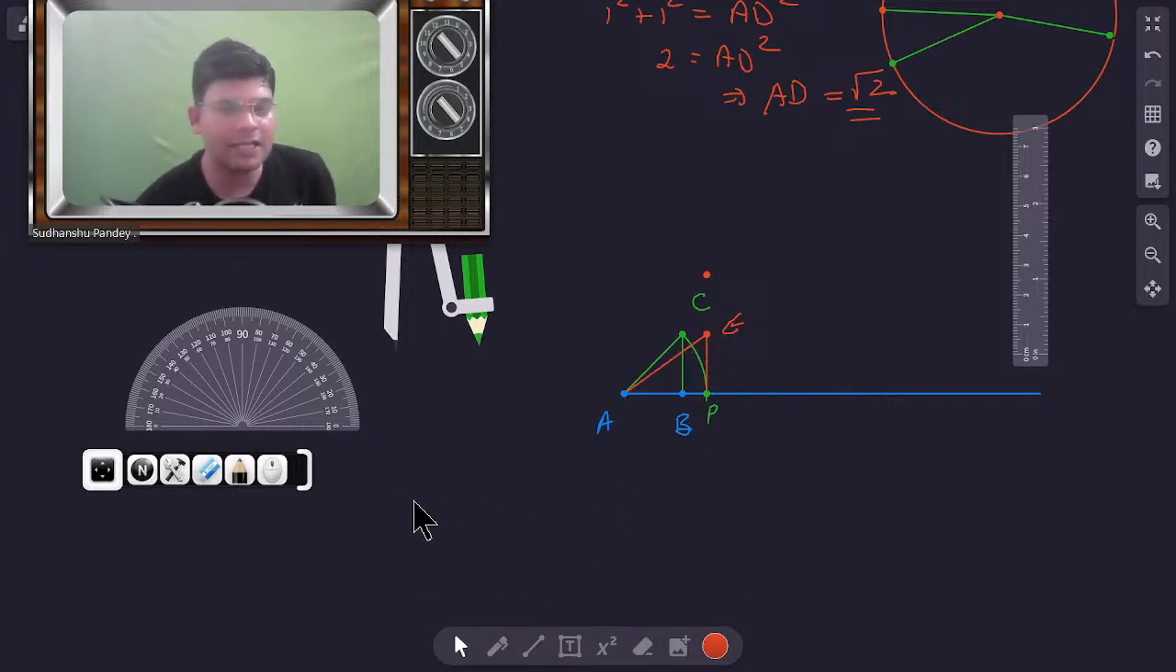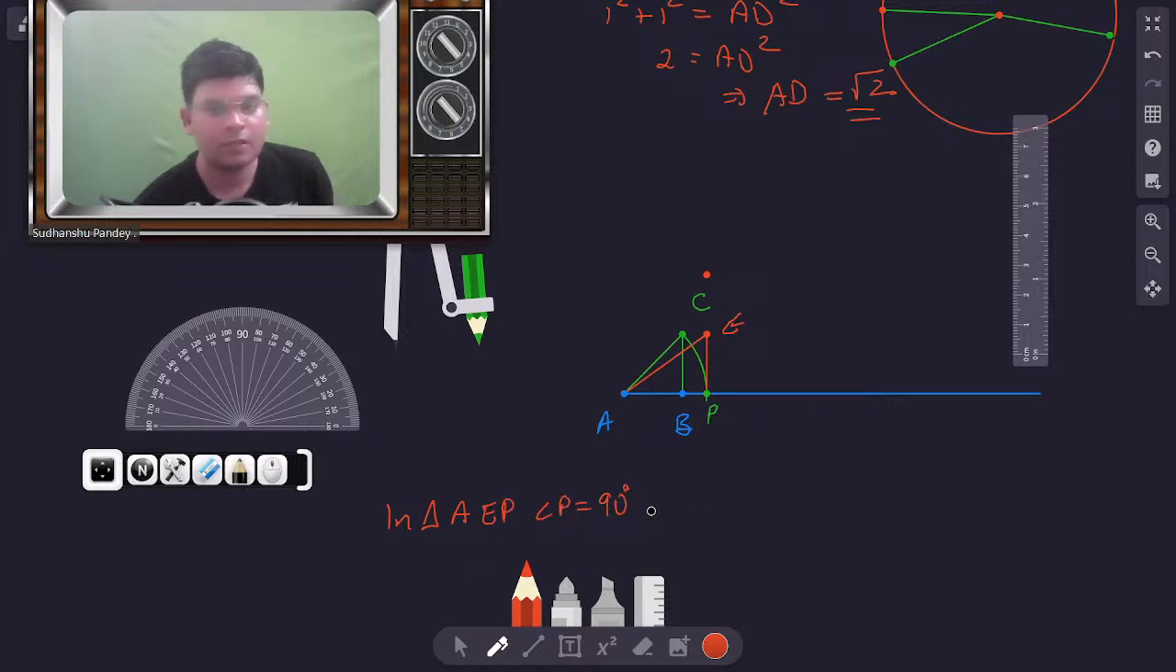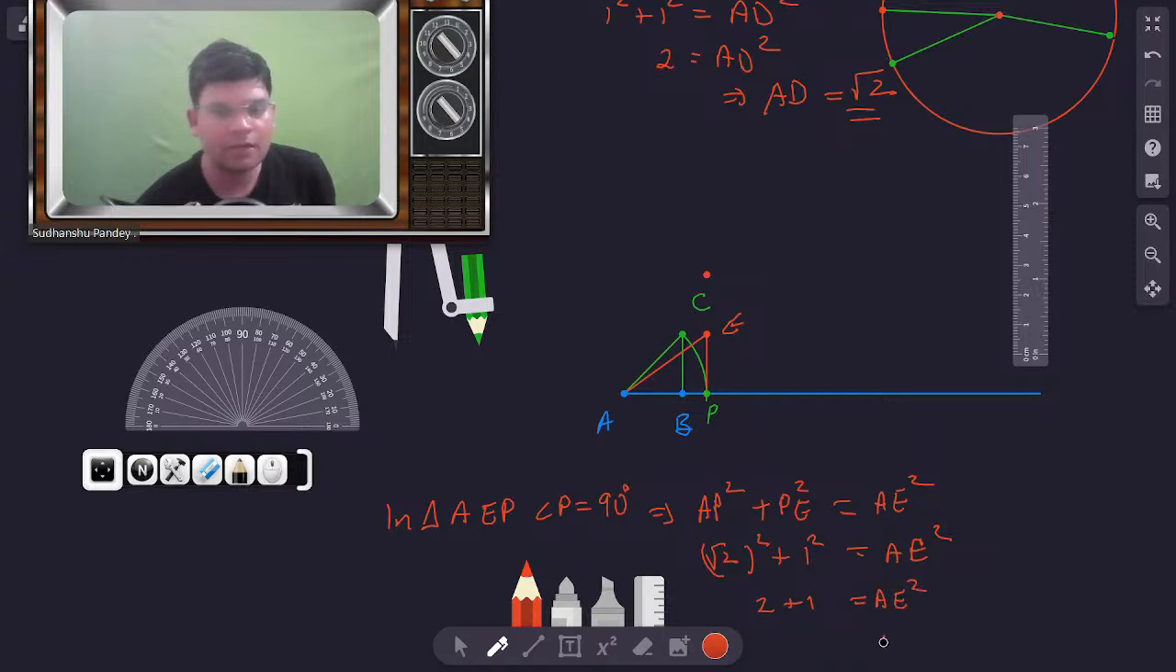Okay, now understand, in triangle AEP, angle P is equal to how much? 90-degree. So that means AP square plus PE square is equal to AE square. Now how much is AP? AP is under root 2 whole square plus PE is 1 square is equal to AE square. So this is 2 plus 1 is equal to AE square. So AE is going to be under root of 3.